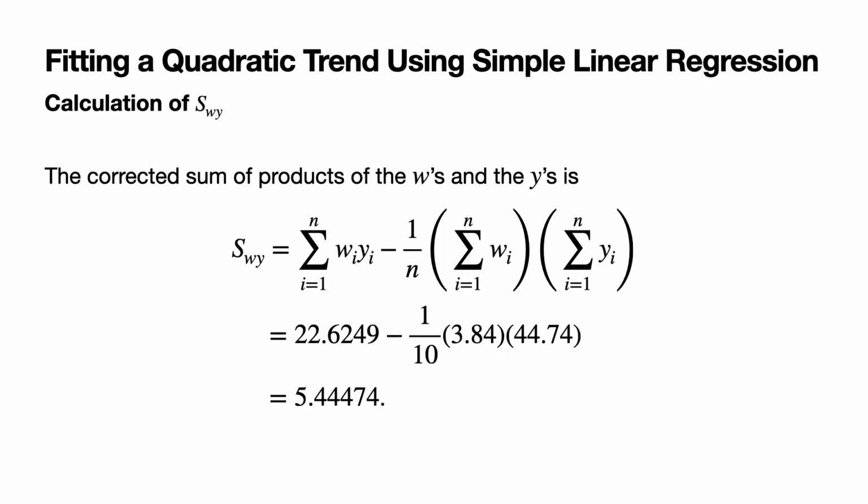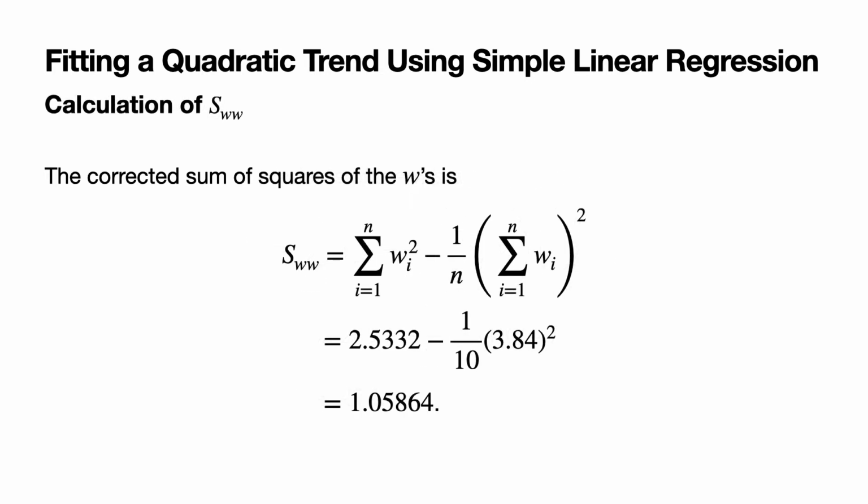Now that we have these basic summary statistics, we can calculate what we might call the intermediate summary statistics that will allow us to calculate beta 1 hat very easily. And the first of these is the corrected sum of products of the w's and the y's. Now remember, we are regressing y against w, and so that's why this quantity is called s sub wy instead of s sub xy. And so s sub wy, which again is the corrected sum of products of the w's and the y's, turns out to be 5.44474.